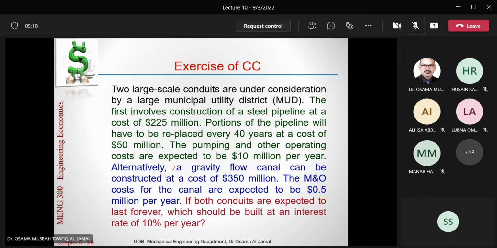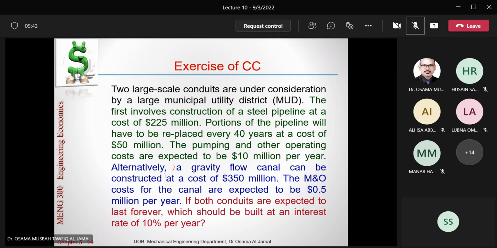But if something else is mentioned to you, to calculate based on the study horizon or the study period, in there you need to either repeat cycles or just cut cycles over the specified period. They're the two things under unequal lives.